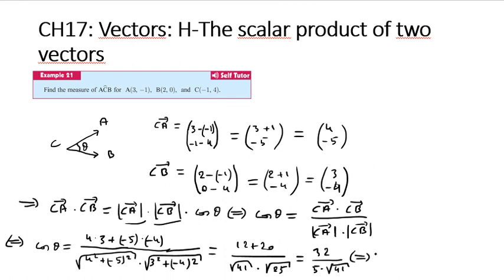To find the angle theta, we do the inverse cosine of the expression that we found for cosine of theta, so the inverse cosine of 32 over 5 times the square root of 41. And if we do that, we will find out that it's equal to 1.79 degrees.